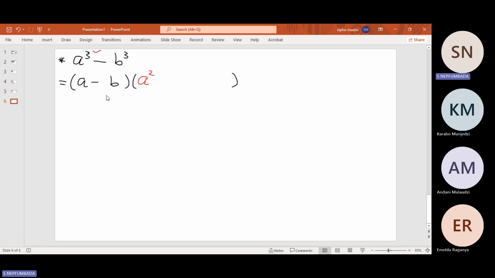Then we say this one, negative b, multiplied by this last one must give us minus b cubed. Negative is already there, so here we must have positive, so that it gives us this one. To get b cubed, we are left with b squared. So this sign over here must be different from this one. Since that one is minus, here we're going to put plus. And we multiply the two, a times b, ab. You get it?